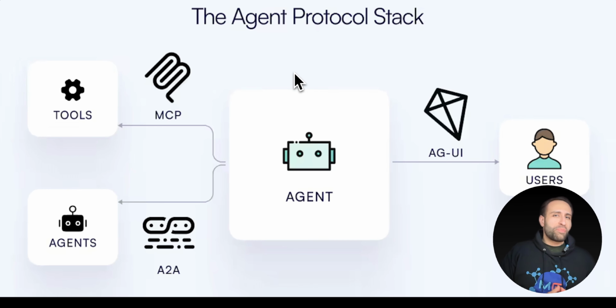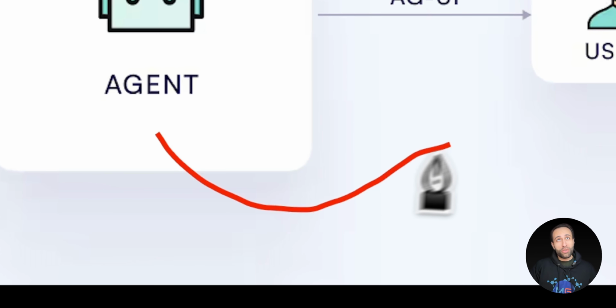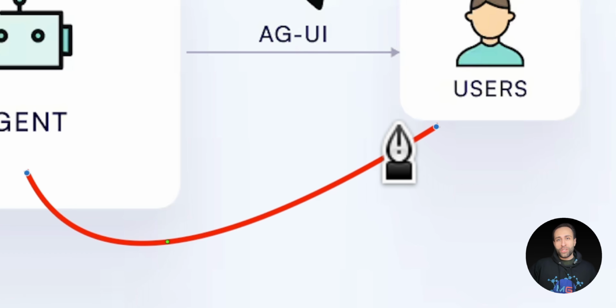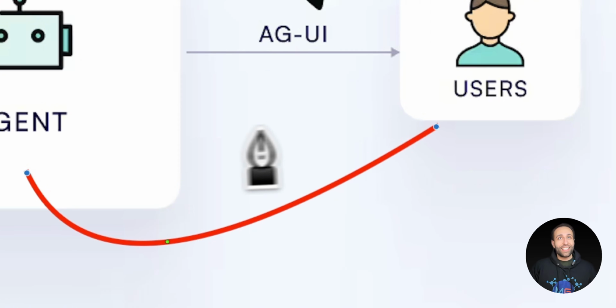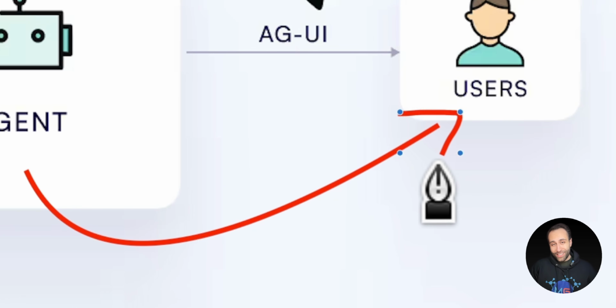Creating AI agents is becoming the easiest part. The more challenging section is how do we connect these agents that we're creating to our end users, or better to say, how do we connect these agents to front ends?